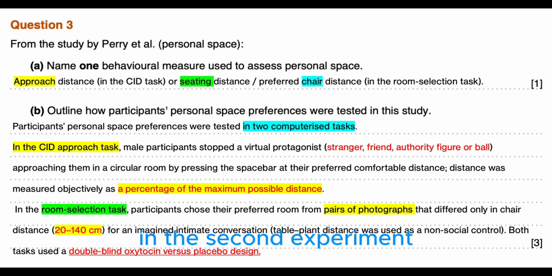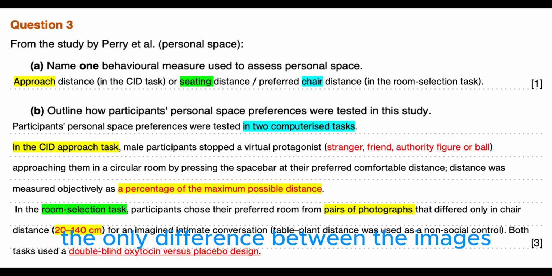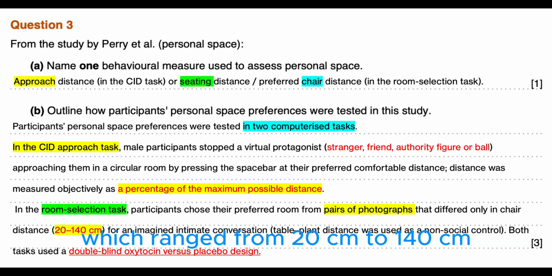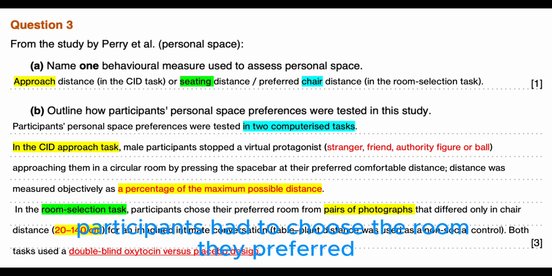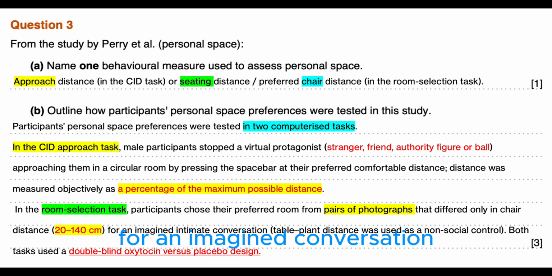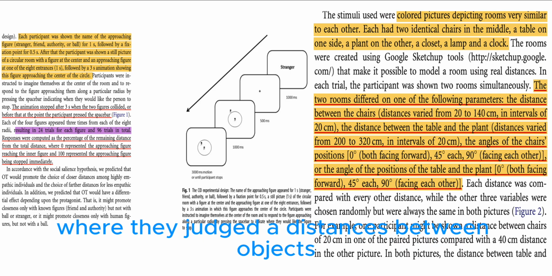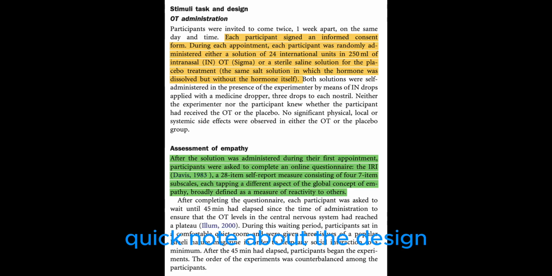In the second experiment, participants were shown pairs of room images. The only difference between the images was the distance between 2 chairs, which ranged from 20 centimeters to 140 centimeters. Participants had to choose the room they preferred for an imagined conversation. There was also a control condition, where they judged distances between objects, like a table and a plant, and not people.